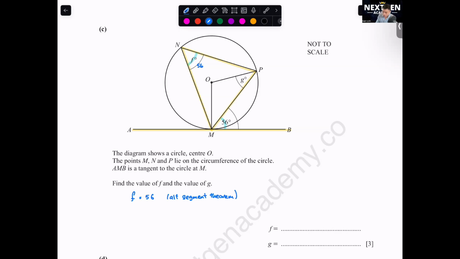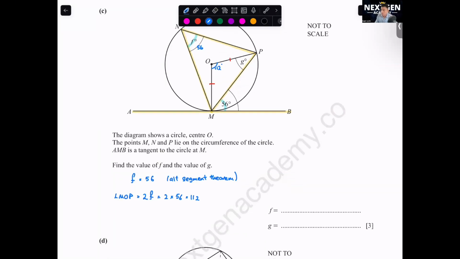Okay, how to find G? You have to find this middle part here first. Angle MOP is 2 times F. So 2 times 56 is equal to 112 degrees. And then here, this is an isosceles triangle because OM and OP are equal to each other. Both of them are radius.